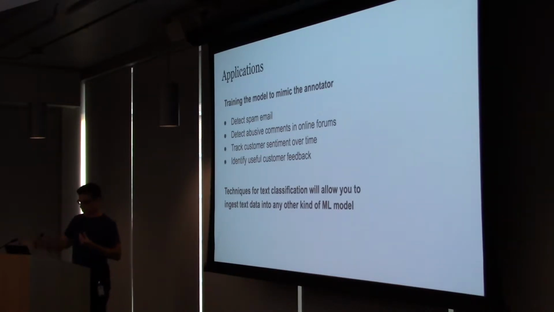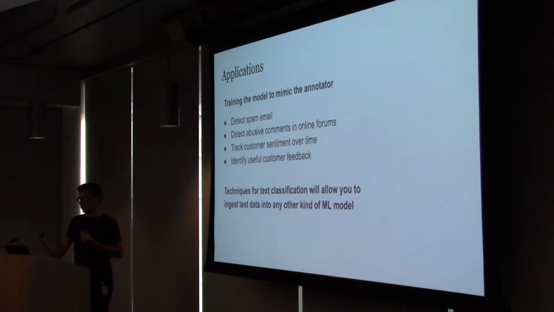For example, detecting whether an email is spam or not, maybe you're detecting abusive comments in online forums, maybe you're trying to track customer sentiment over time, or let's say you receive 5,000 customer feedback messages every day, and you want to identify which of those are insightful feedback. If you can imagine consistently annotating customer feedback as either insightful or not, then that may be a good candidate for a text classification model.